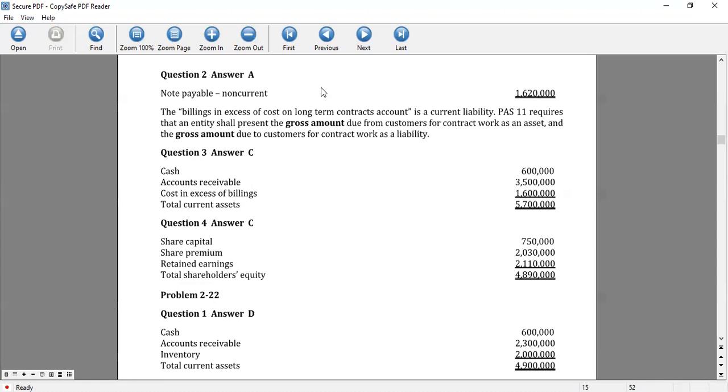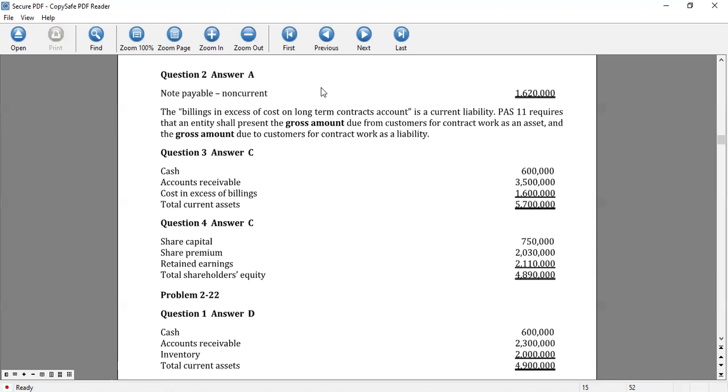Question number 3, total current assets. So we have cash of 600,000, accounts receivable 3.5 million, cost in excess of billings for 1,600,000. The total current assets is 5,700,000. Okay, so the answer is letter C.